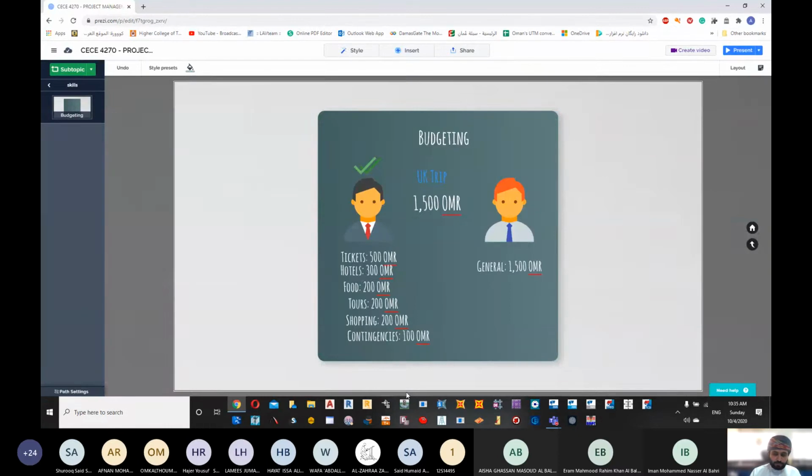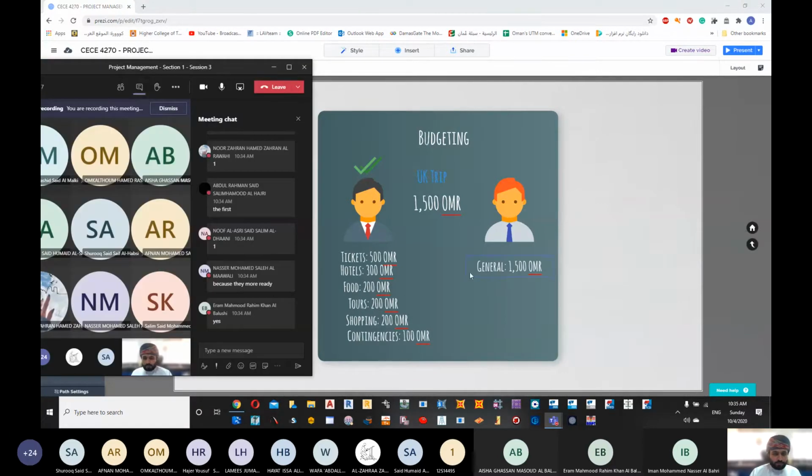Budgeting. Okay. Budgeting. So what do we have here? We were planning. Budgeting means controlling the payments or controlling the cost. When we refer to budgeting, we refer to controlling the cost. So I have a UK trip. Okay, I have a UK trip, and I have estimated that the cost for this UK trip is going to be 1,500 Omani riyal. Okay.